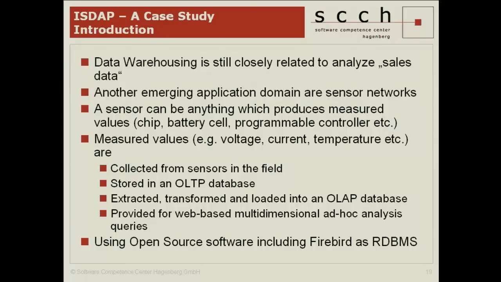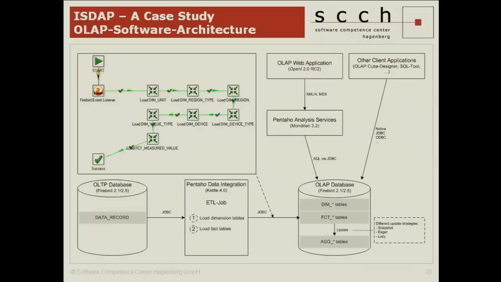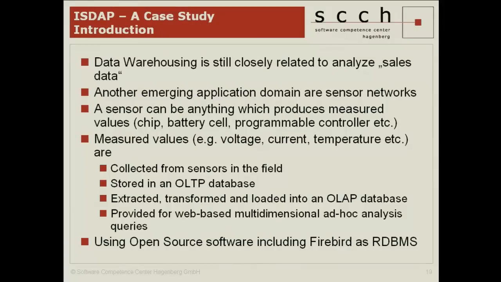So, for instance, sensor networks, like having electronic vehicles driving around. E-mobility is not just a buzzword, but real. I think e-vehicles are coming along, so we want to measure, for instance, how the rechargeable batteries are doing. Basically, we have to deal with sensor networks pretty soon in the data warehousing environment. What I call a sensor here is pretty much anything which produces any kind of measured value. It can be a chip, a battery cell, a programmable controller, something like that. Measured values can be voltage, current, temperature, whatever you collect from these sensors.